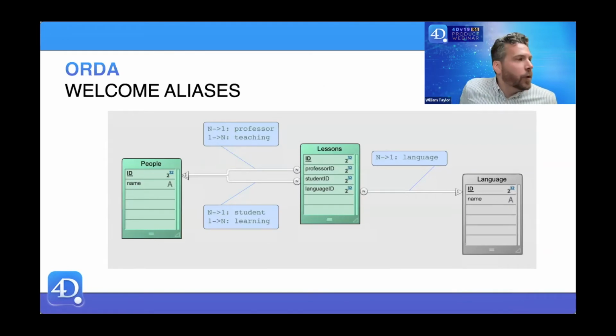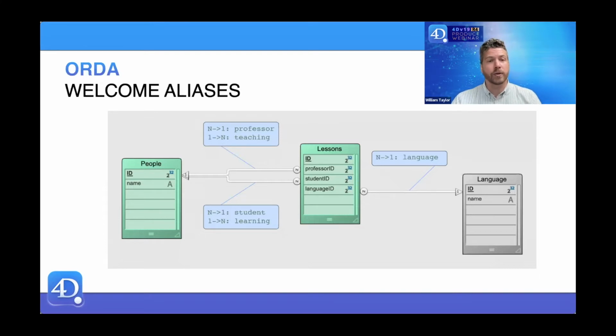So 4D v19 R4 comes with a new concept as well, aliases. Now, aliases are a logical and complementary continuation of calculated attributes. Now, as the name suggests, an alias is a shortcut to an existing data store object. And like computed attributes, they are defined in the entity data class.